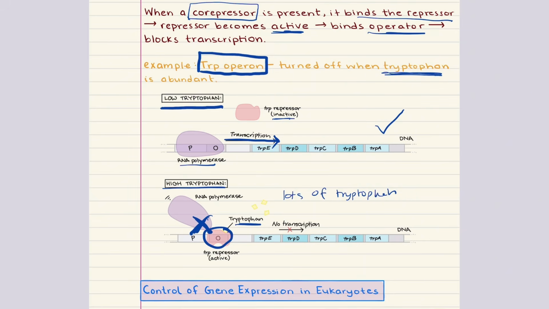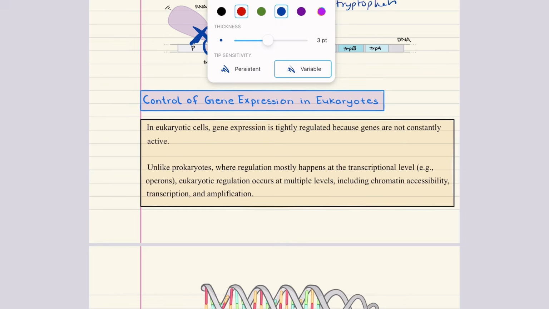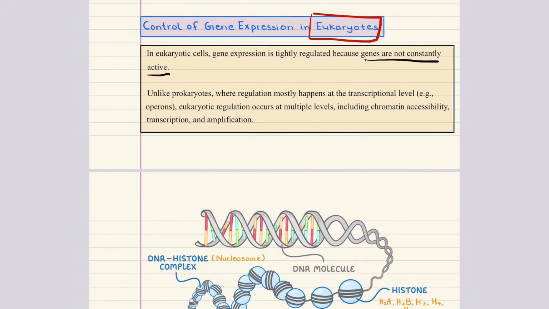Now we can move into our last and final objective. This objective discusses control of gene expression in eukaryotes. In eukaryotic cells, gene expression is tightly controlled, and that's because not all genes are constantly active. They're only expressed when they're needed. And unlike prokaryotes, where regulation mainly happens at the transcriptional level, regulation in eukaryotes can occur at several different points. These include controlling how accessible the chromatin is, how transcription is initiated, and how much the gene is amplified.